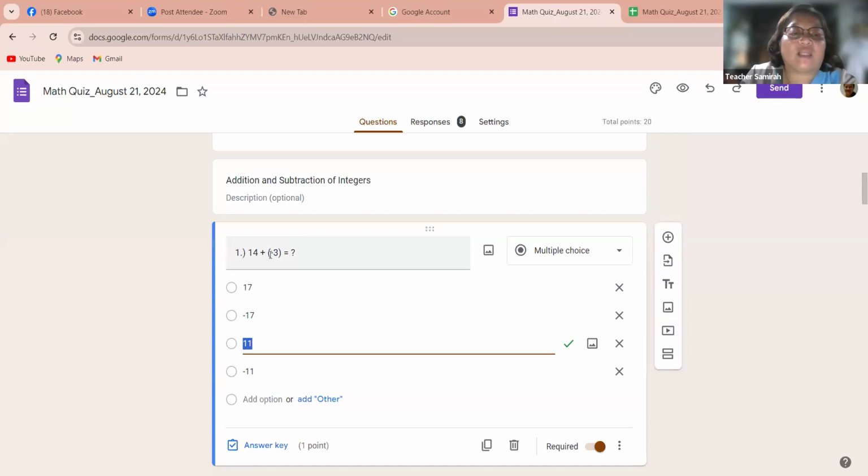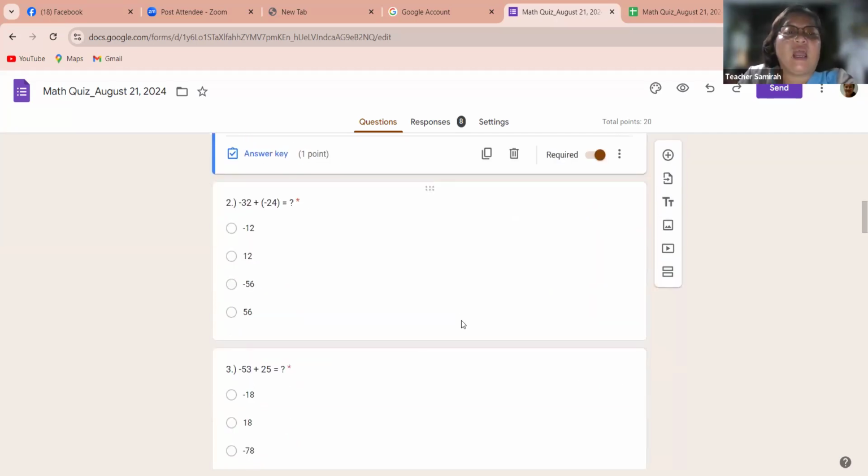Very good. So what happened was, since the two integers have different signs, the positive and the negative, and take note, the positive number has actually the biggest number. That is why our answer should be positive. So instead of adding, we actually subtracted the two integers. So the answer will be positive 11. Very good.